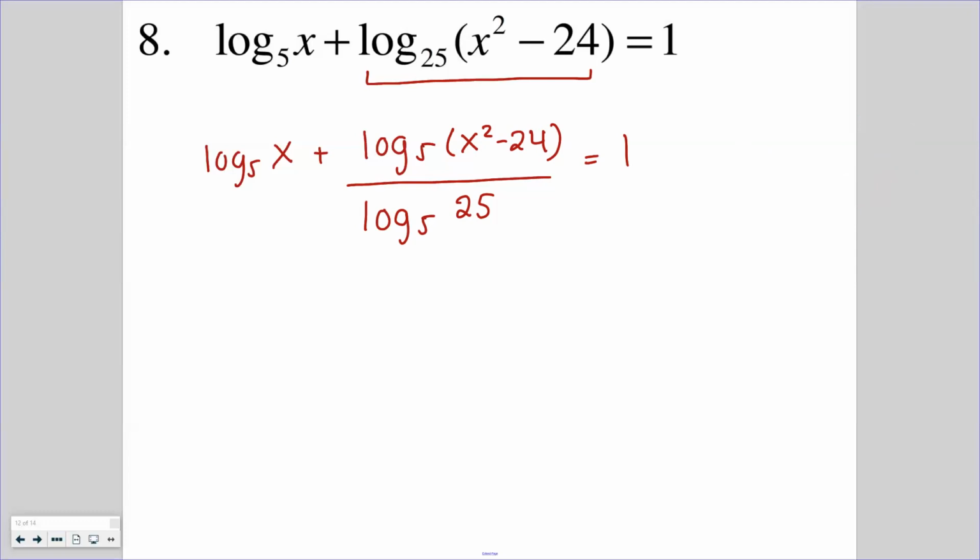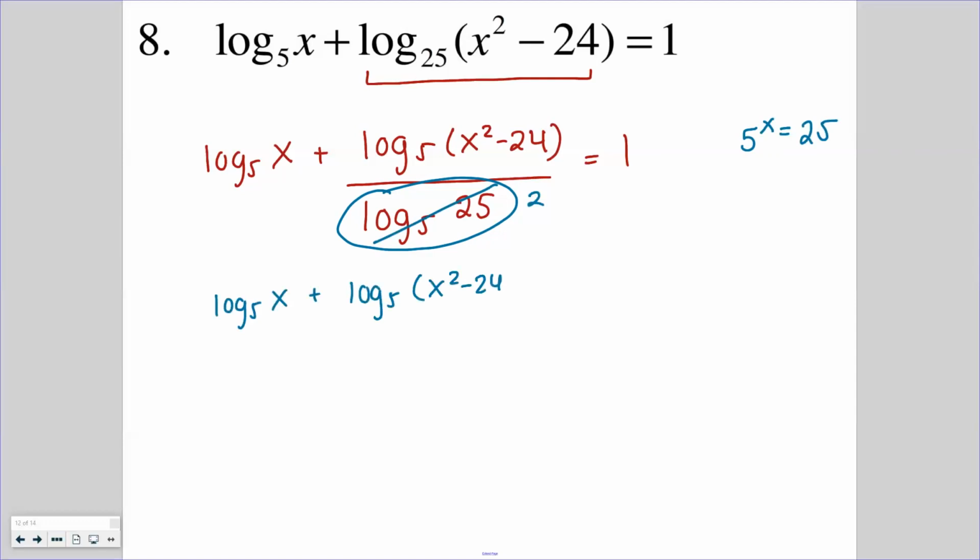Okay, and here's what I mean by things mathematically working out. Log base 5 of 25. That's the denominator. What is that asking us? Well, that's asking us, 5 to what power is equal to 25? That's something we should do without a calculator, right? 5 to what power is 25? Well, the denominator here is just 2. That's our new problem.